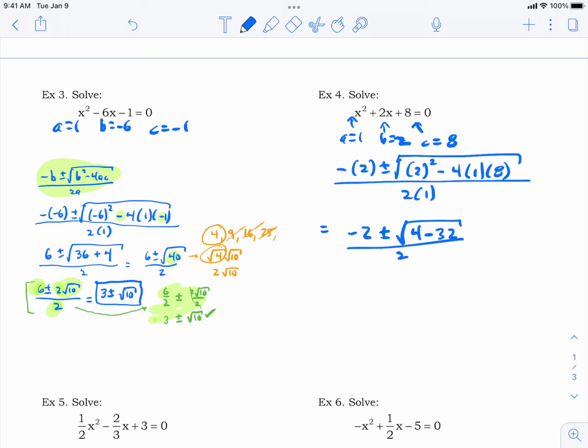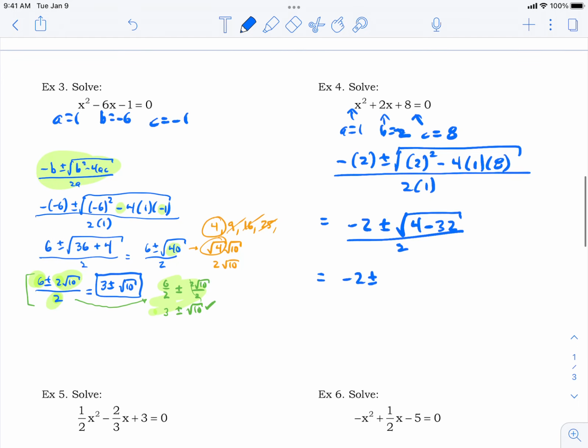And that's all over 2. So I've got a negative 2, plus or minus. Now take a look at this. That's going to be a negative 28, right? Well, let's handle the negative right away.